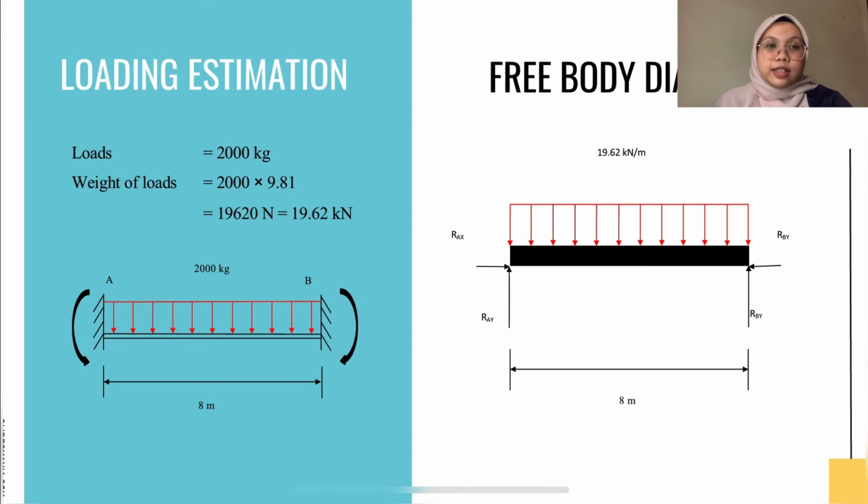Next is loading estimation. The load that applies on the beam is 2000 kg. The weight of the load is 19.62 kN. Next, this is the free body diagram that consists of reaction at point A and reaction at point B.